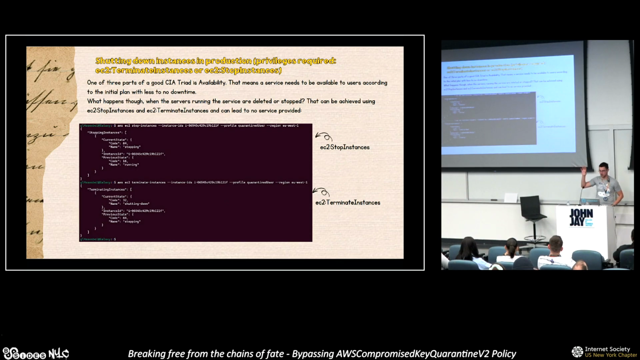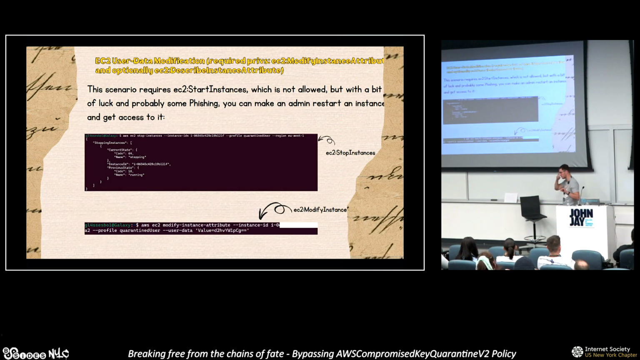Lastly, we know about the CIA: confidentiality, integrity, availability. Availability is the third part. That's what we can currently do. We can just shut down an instance. We can terminate an instance. We are allowed to do that. We are not prevented from doing that by the policy, which leads to another way, which can be called privilege escalation.